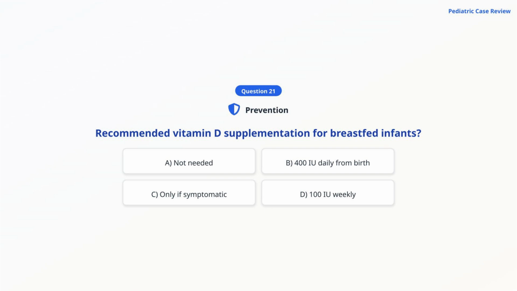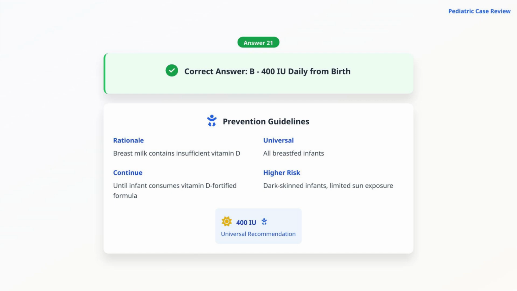Question 21. What is the recommended vitamin D supplementation for exclusively breastfed infants to prevent rickets? Option A. Supplementation is not needed. Option B. 400 international units daily from birth. Option C. Only if the infant becomes symptomatic. Option D. 100 international units weekly. The correct answer is B. 400 international units daily from birth.